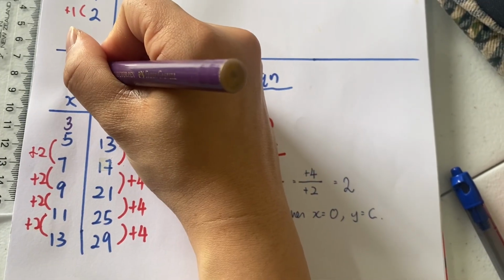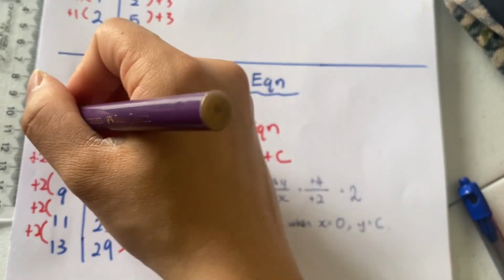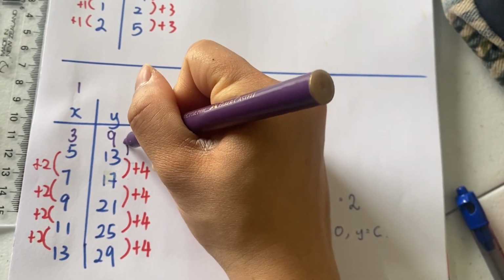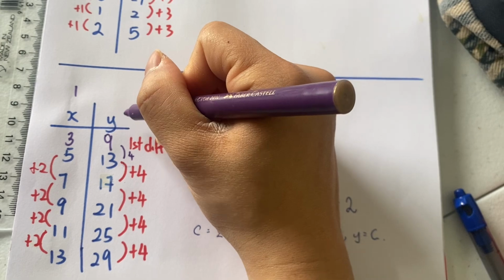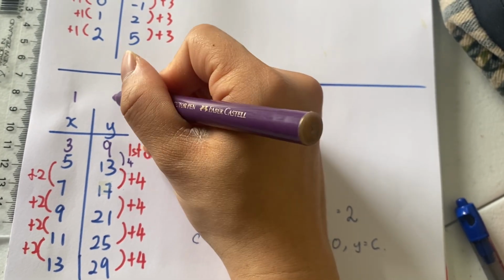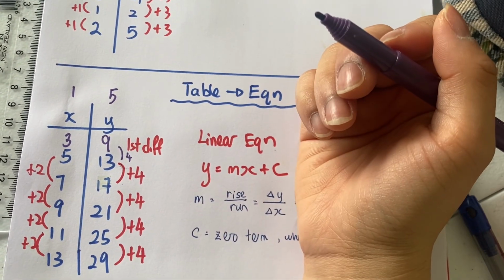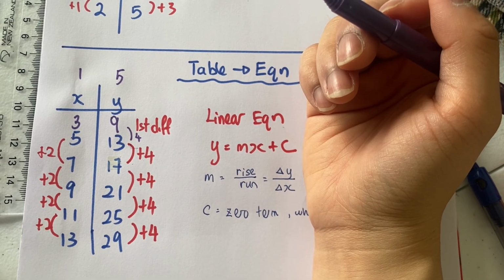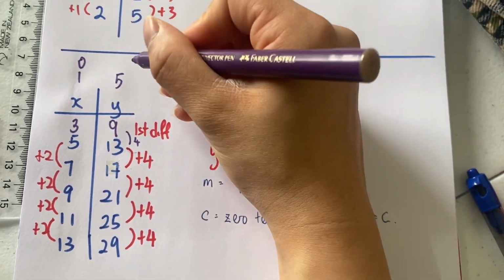Okay, then I can go up to 1 when it's 1, because the difference is always the same, so it should be 4 there. And then when it's 1, 9, take away 4, it should be 5. Okay. We have a bit trouble here. Can I know what is 0 and then what it will be?